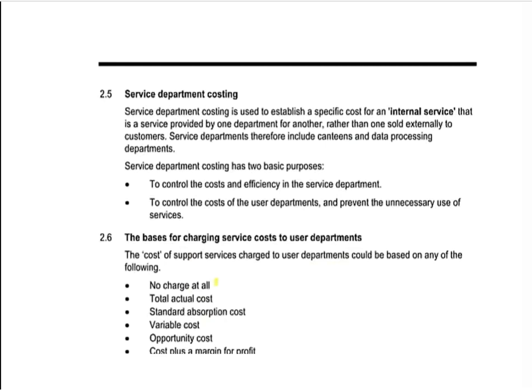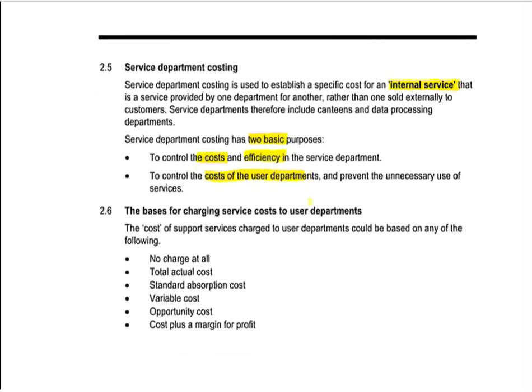As well as charging for external services, we might also charge for internal services. So service departmental costing can help us to work out how much we should charge for an internal service. So that could be something like the canteen, the service centres we've seen before, or it could be support services like data processing. The reason then for doing this is to control costs and efficiency in the service department, because they're accountable for how much they spend, and also to control the costs of the user department to prevent excess use of those services.